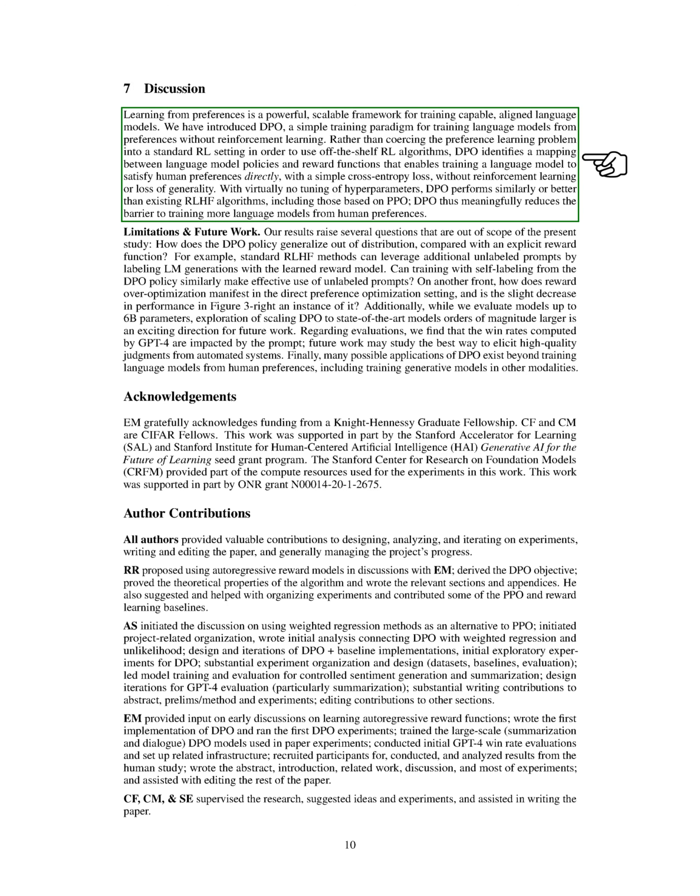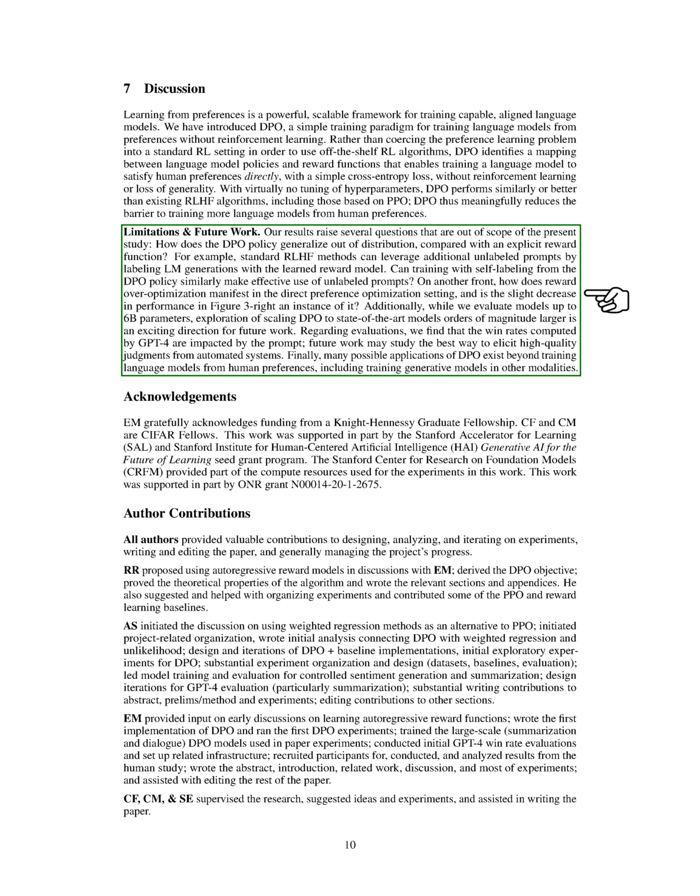Learning from preferences is a powerful and scalable framework for training capable, aligned language models. We have introduced DPO, a simple training paradigm for training language models from preferences without the need for reinforcement learning. DPO identifies a connection between language model policies and reward functions that allows for training a language model to meet human preferences directly. This is done with a simple cross-entropy loss, without the need for reinforcement learning or loss of generality. DPO performs similarly or better than existing RLHF algorithms, including those based on PPO, with virtually no tuning of hyperparameters. This significantly lowers the barrier to training more language models from human preferences.